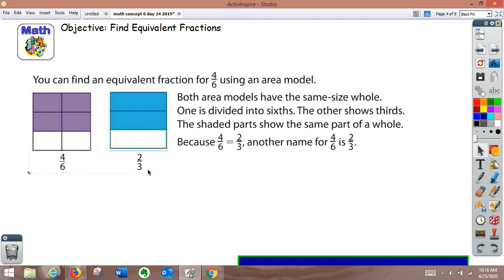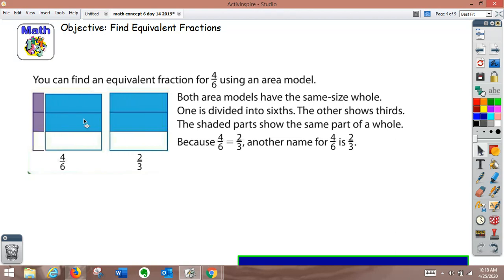Yep, 1, 2, 3. Denominator shows how many parts the whole is broken into. The shaded parts show the same part of a whole. 4 parts are shaded. That means we're talking about those 4 parts there. Over here, we're talking about 2 parts out of the 3, and they shaded those. They're saying 4/6 equals 2/3. They're saying these 4/6 are equivalent to 2/3.